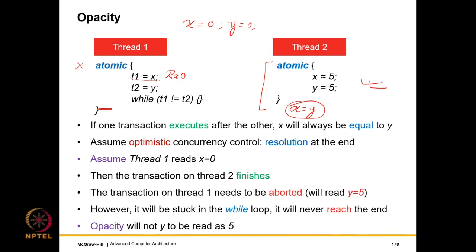Now we finish the second one. Now we will read y to be 5. If we read y to be 5, if we look at this while loop over here, which will basically loop on while t1 is not equal to t2, we'll be stuck in the while loop. We will never reach the end.